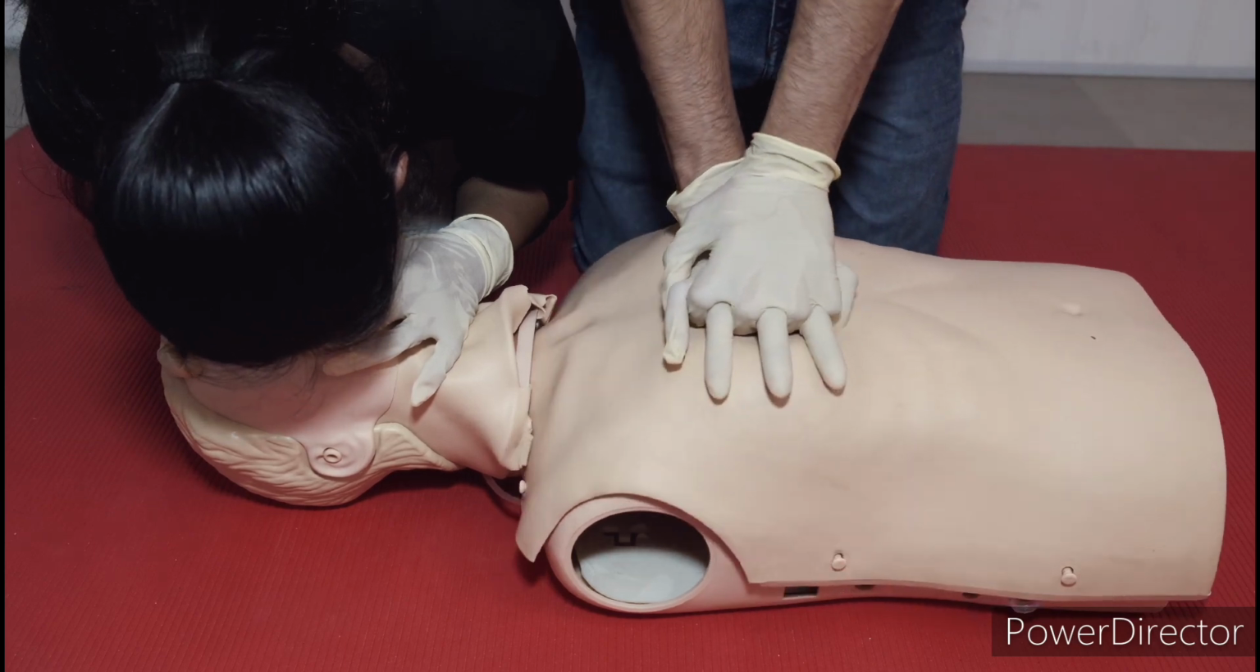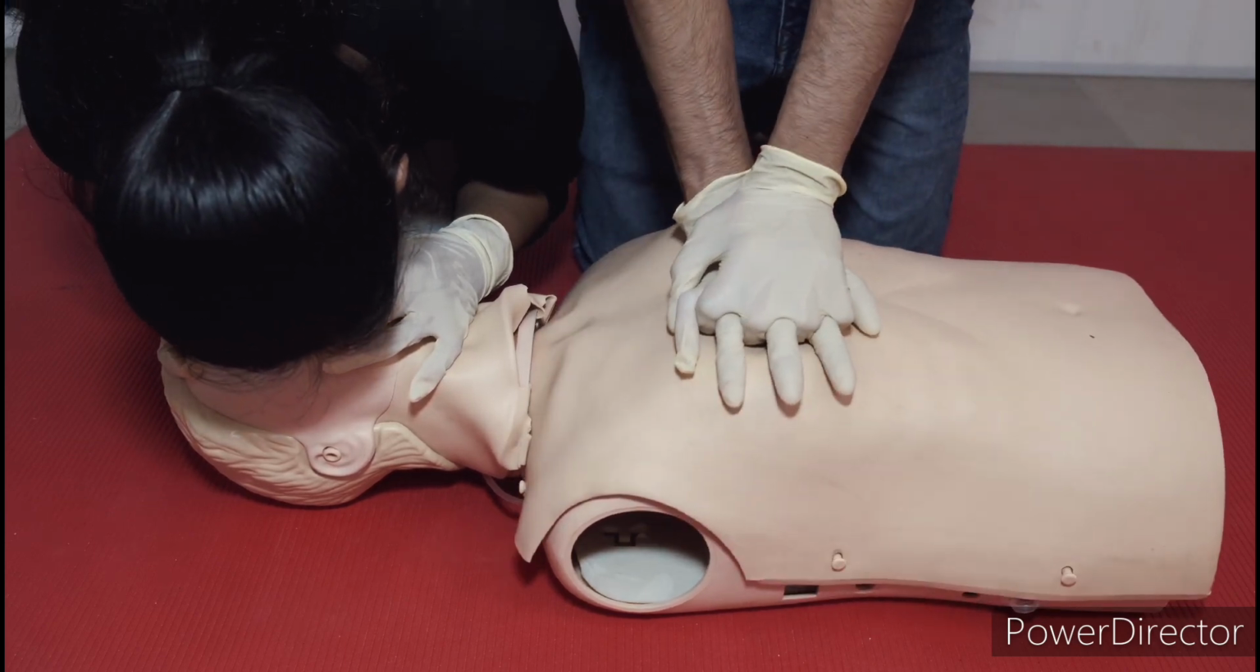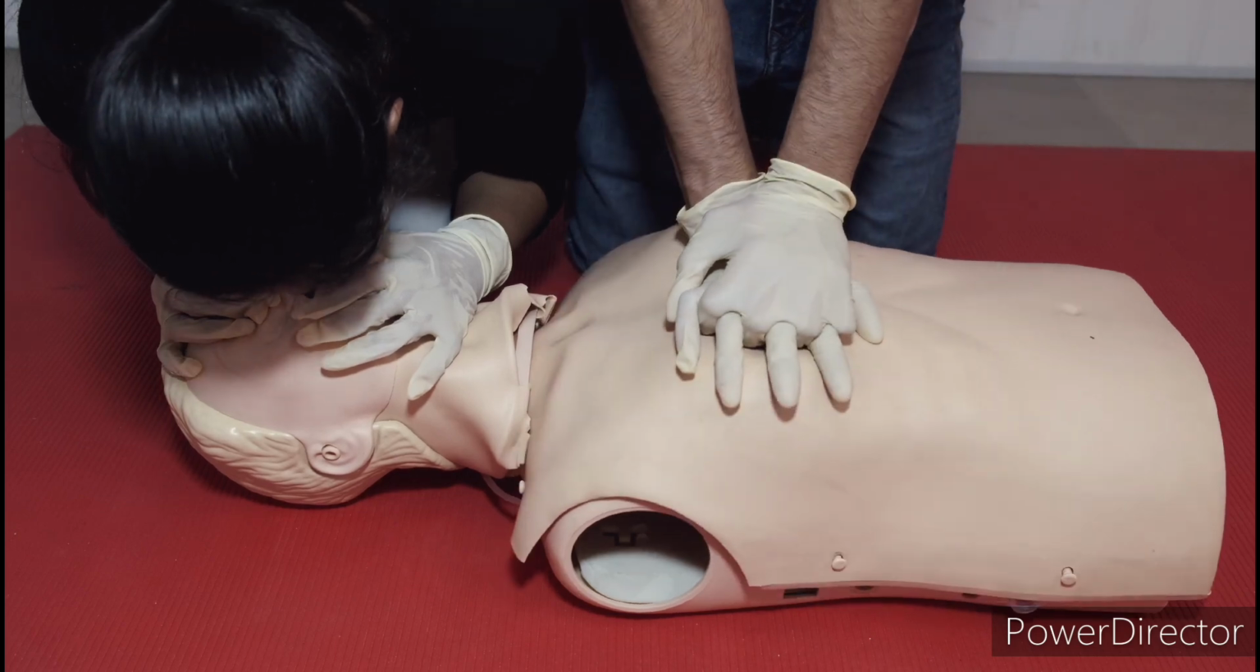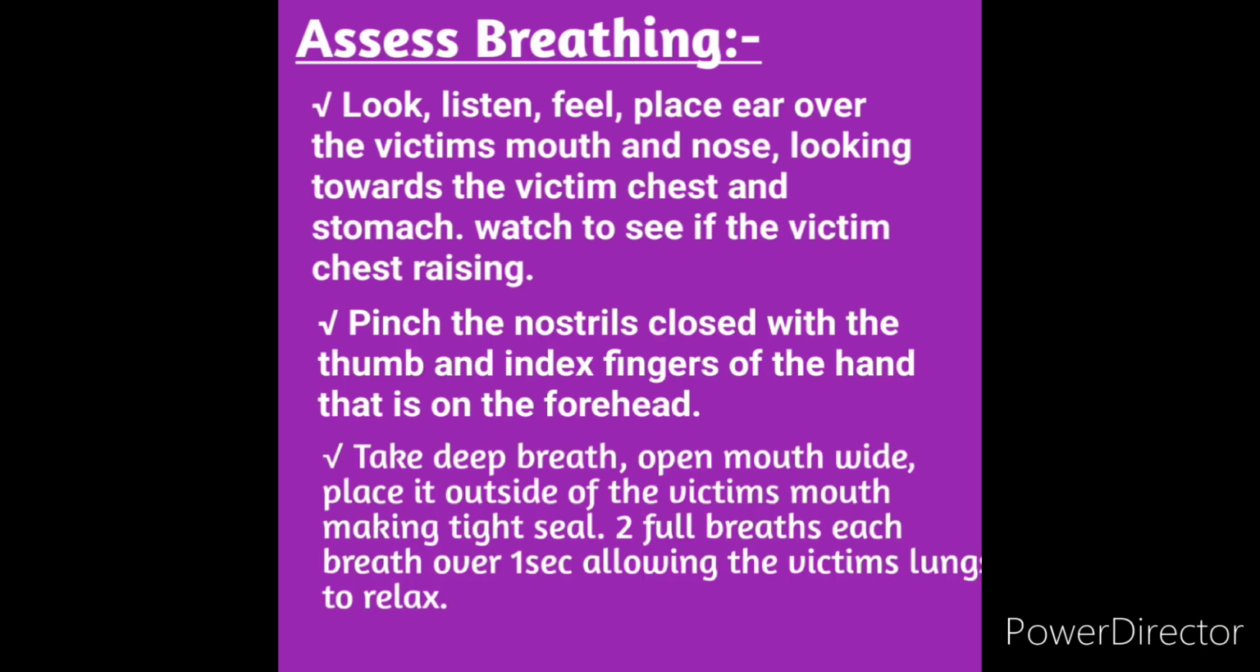Compressions are going on continuously, 30 compressions to 2 breaths. If there is no breathing pattern, we have to assess breathing. Look, listen, feel: place your ear over the victim's mouth and nose. Look toward the victim's chest and stomach, and observe whether the chest is rising or not. Then pinch the nostrils closed with the thumb and index finger of the hand that is on the forehead. Take a deep breath, open your mouth wide, place it outside the victim's mouth making a tight seal, and give 2 full breaths, each breath over 1 second.